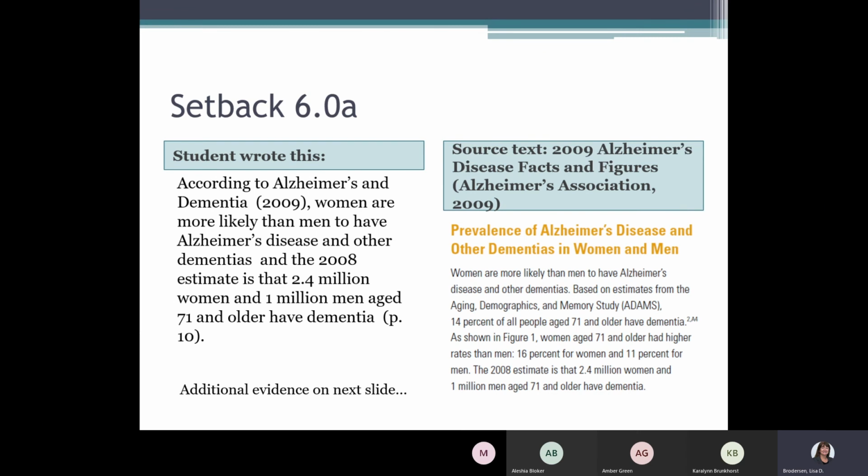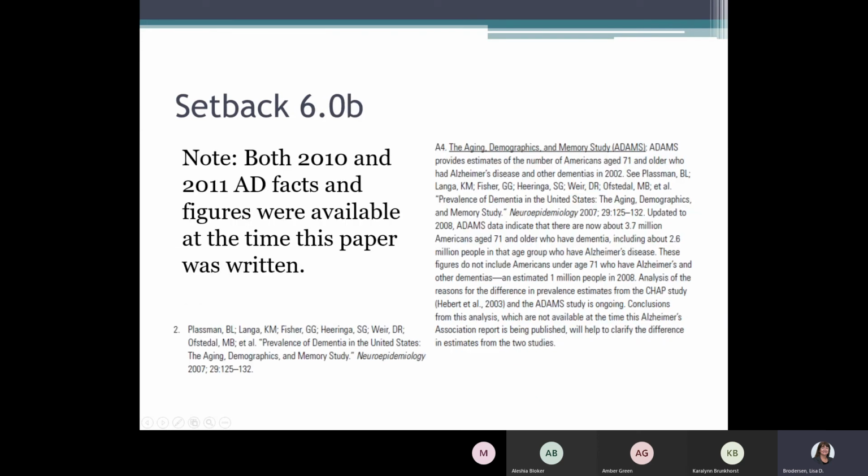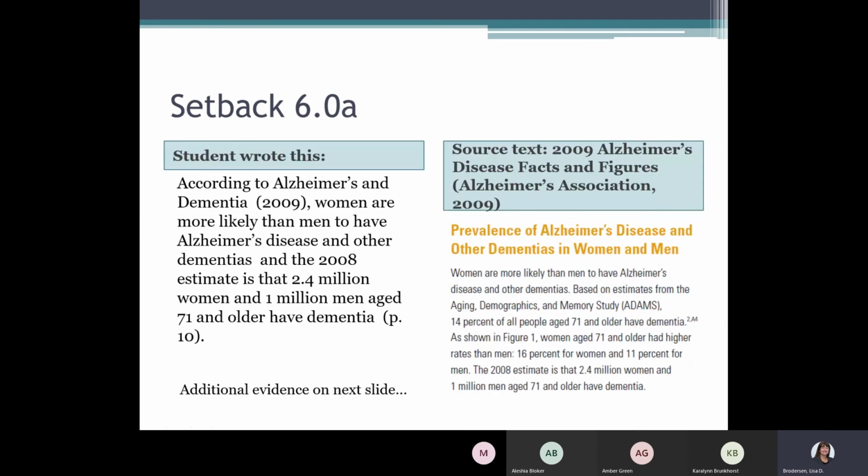I think we're getting close to the end here, and then we'll do questions. All right, so here's another setback. According to Alzheimer's and Dementia, women are more likely than men to have Alzheimer's disease and other dementias, and the 2008 estimate is that 2.4 million women and 1 million men age 71 and older have dementia. And then the next slide is going to have additional evidence. But for now, I want you just to compare what the student wrote to the source text on the right-hand side of the slide, if it will not jump forward.